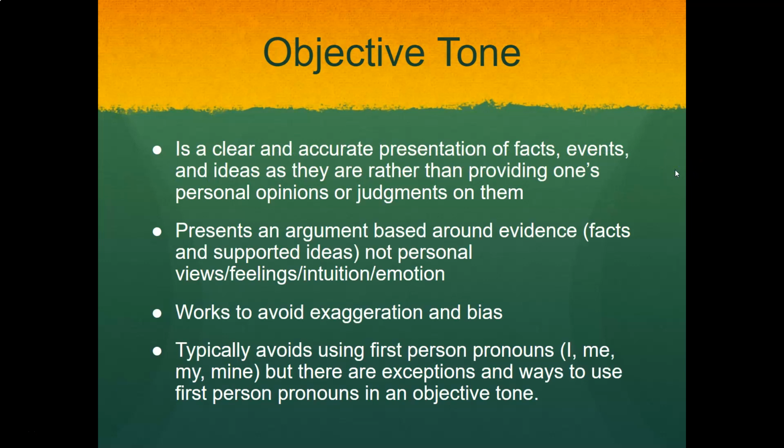With an objective tone, we want to be as clear and accurate in our presentation of facts, events, and ideas as possible, rather than providing our personal opinions or judgments about them. We want to present an argument based around evidence. We're relying on facts and supported ideas. This would include something like a direct quote, and not personal views, feelings, intuition, and emotions. We want to avoid exaggeration and bias.